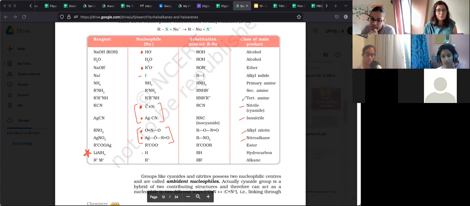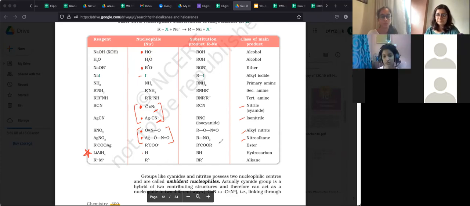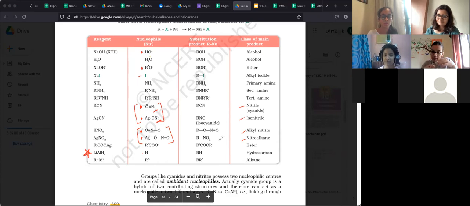Okay. Now, let's discuss nitrile versus isonitrile first. What do you find is the difference between these two? Both of them have C triple bond N, but why are they given as two separate species, two different nucleophiles? Because in the first one, I guess it will attach to nitrogen, and in the other one it is attached to carbon. It's the other way around.